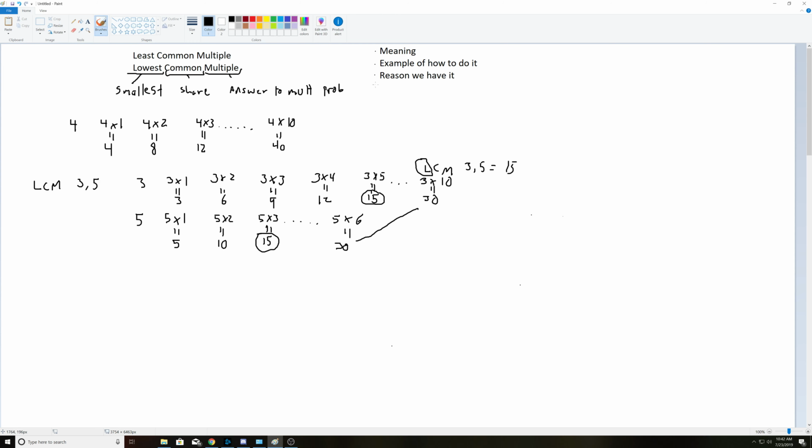Okay, so that's an example of how to do it. Now we're looking at the reason we have it, the most important thing. So in the world we live in, you have things that repeat themselves, and if you have different things that repeat, at some point they're going to be the same. So what do I mean by that?